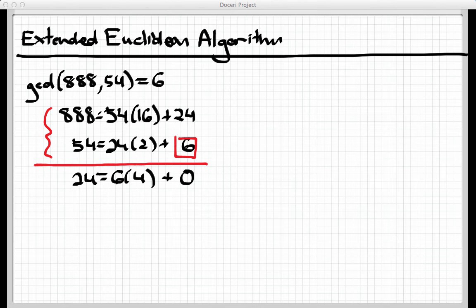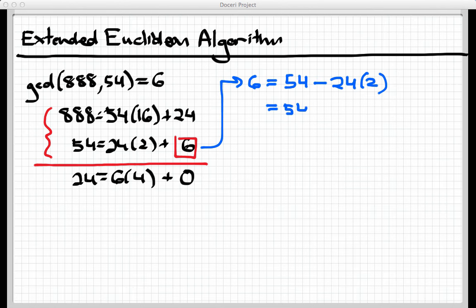So I'm going to start off by taking this equation and rewriting it in a slightly different form. I'm going to solve this equation for 6, basically. So 6 would equal 54 minus 24 times 2. Now certainly that's correct because 24 times 2 is 48 and 54 minus 48 is 6. I'm going to rewrite this just slightly one more step here, and instead of saying minus 24 times 2, I'm going to say plus 24 times negative 2.